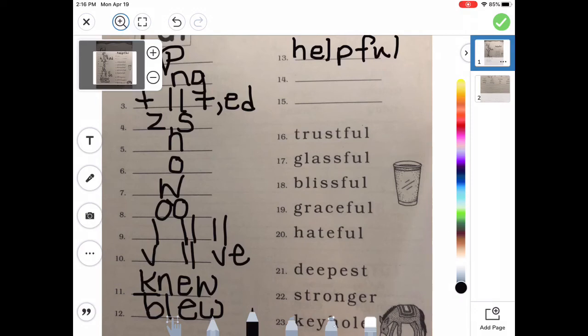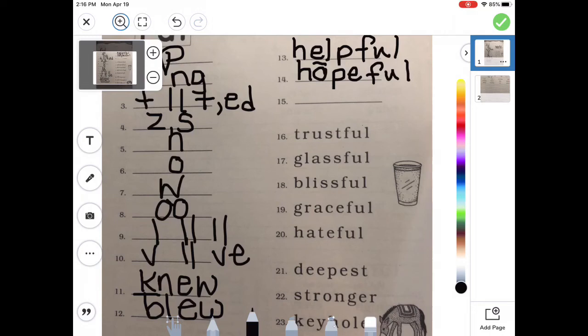How about hopeful? So I need to make the word hope. H, then O, P. But since it's a long O, I need a sneaky E and then full. F-U-L. Very good. How about thankful?